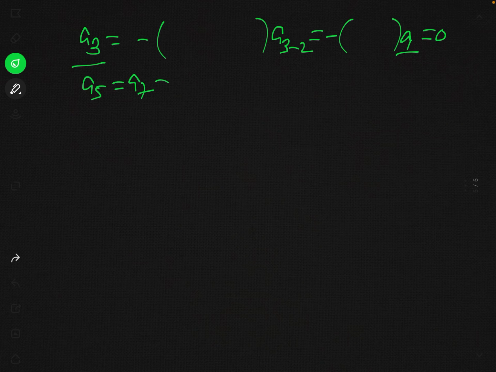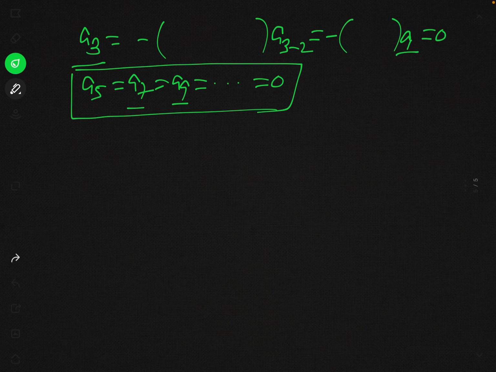Similarly, you will find that a5, a7, a9, all these will be 0. In fact, all the coefficients having an odd subscript, that is a1, a3, a5, a7, a9, a11, all will be equal to 0. So there is no rigorous calculation to get the value of these coefficients.